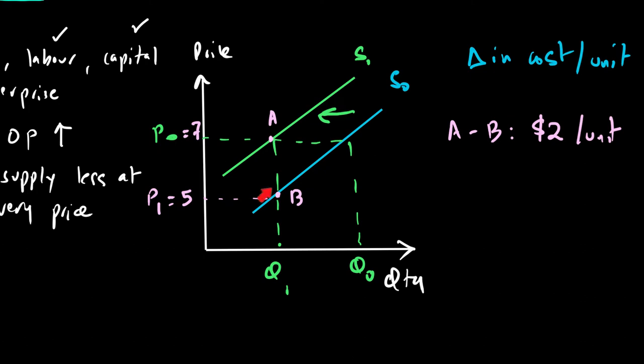So while the vertical distance tells us the change in cost for each and every quantity, the horizontal distance is telling us the change in quantity for each and every price.